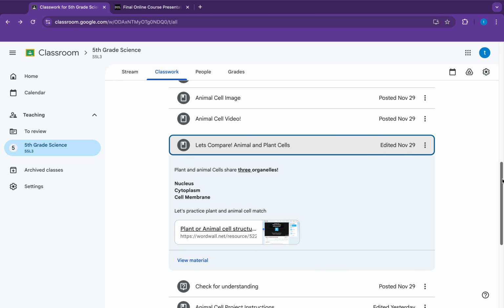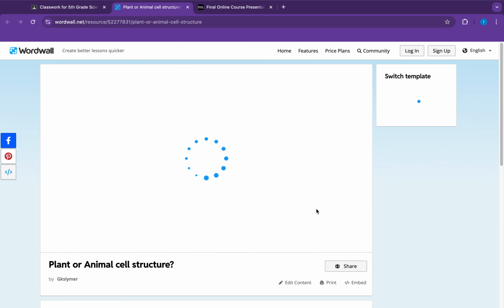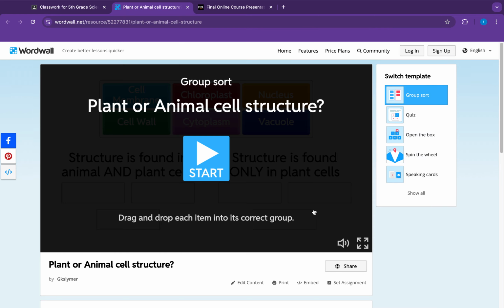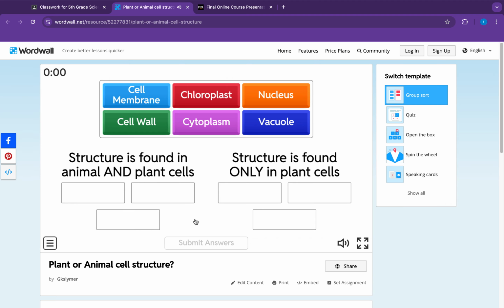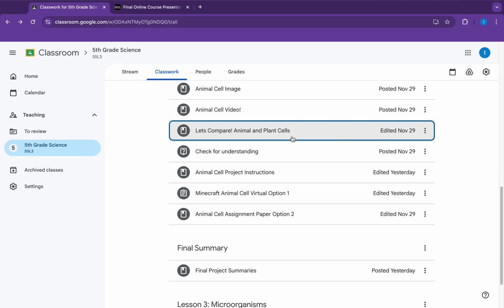Now, comparisons. This is where things might get a little more tricky, but this is why I give an opportunity to learn individually about both of them. When you click on it, we have ourselves a word wall, my handy dandy one. It will show you our organelles and I'll let you place, because it's very specific, structures found only in plant cells versus structures found in animal and plant cells. I want to make sure they understand that there are shared ones, but plant cells are the ones who have the exceptions.